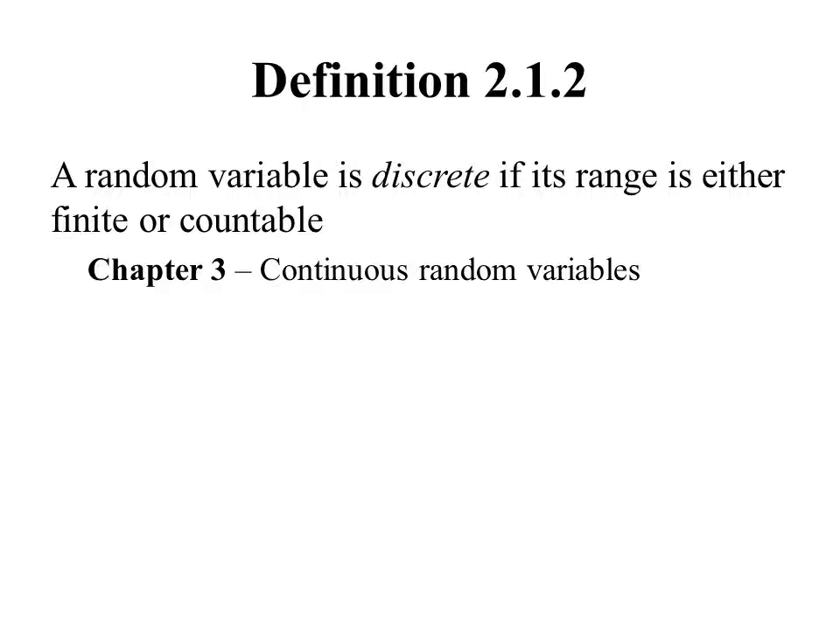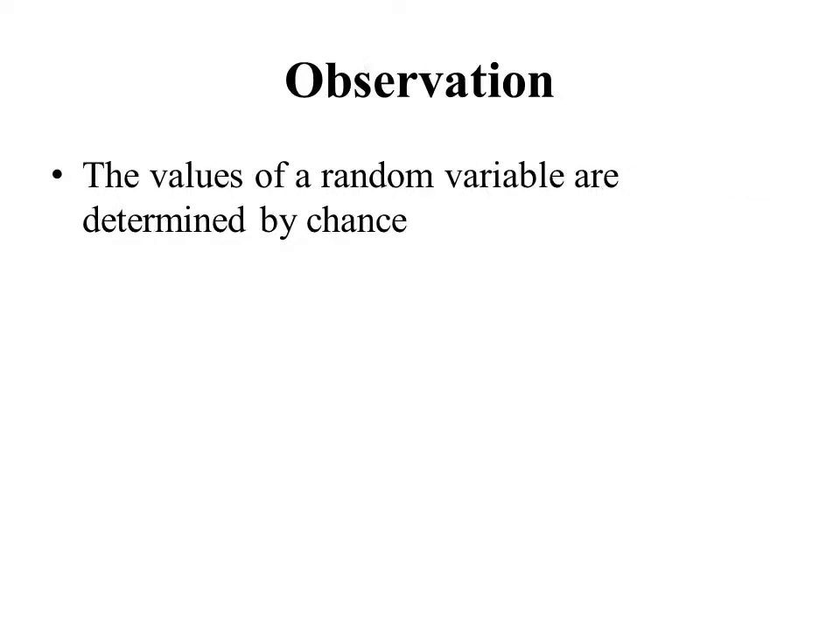Now, in Chapter 3, we're going to study continuous random variables. We won't give a formal definition here, other than to say they're kind of like the opposite of discrete random variables, but that's not the formal definition. Okay.